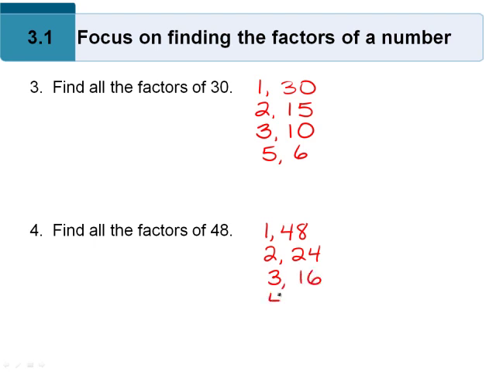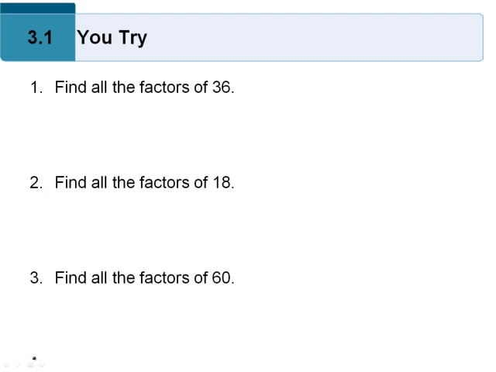Okay? 4 will go into 48 12 times. 5 does not go. 6 goes 8 times. 7 doesn't go. And 8 times 6 is a repeat of the last one. So we can stop. So that's what you want to do. You just keep dividing until a pair of your factors repeats. Okay? All right. So here's some for you to try. Pause the video and try these on your own.